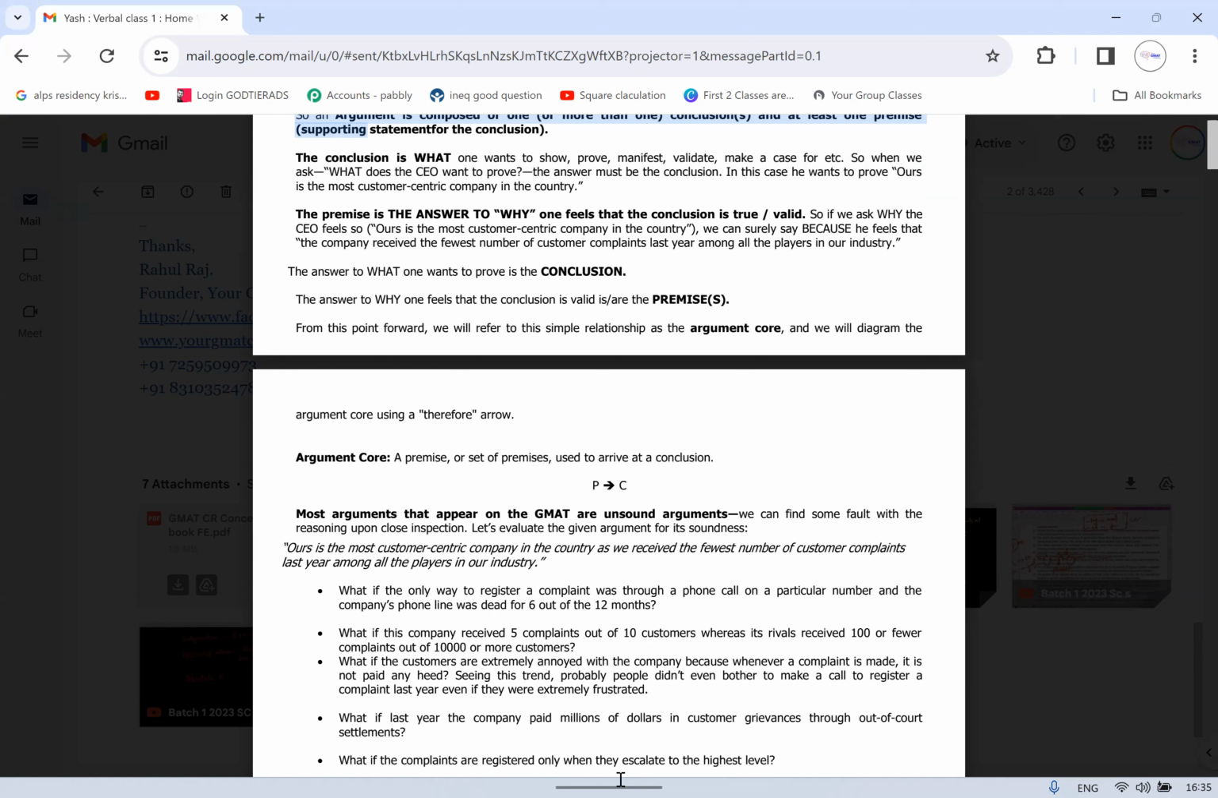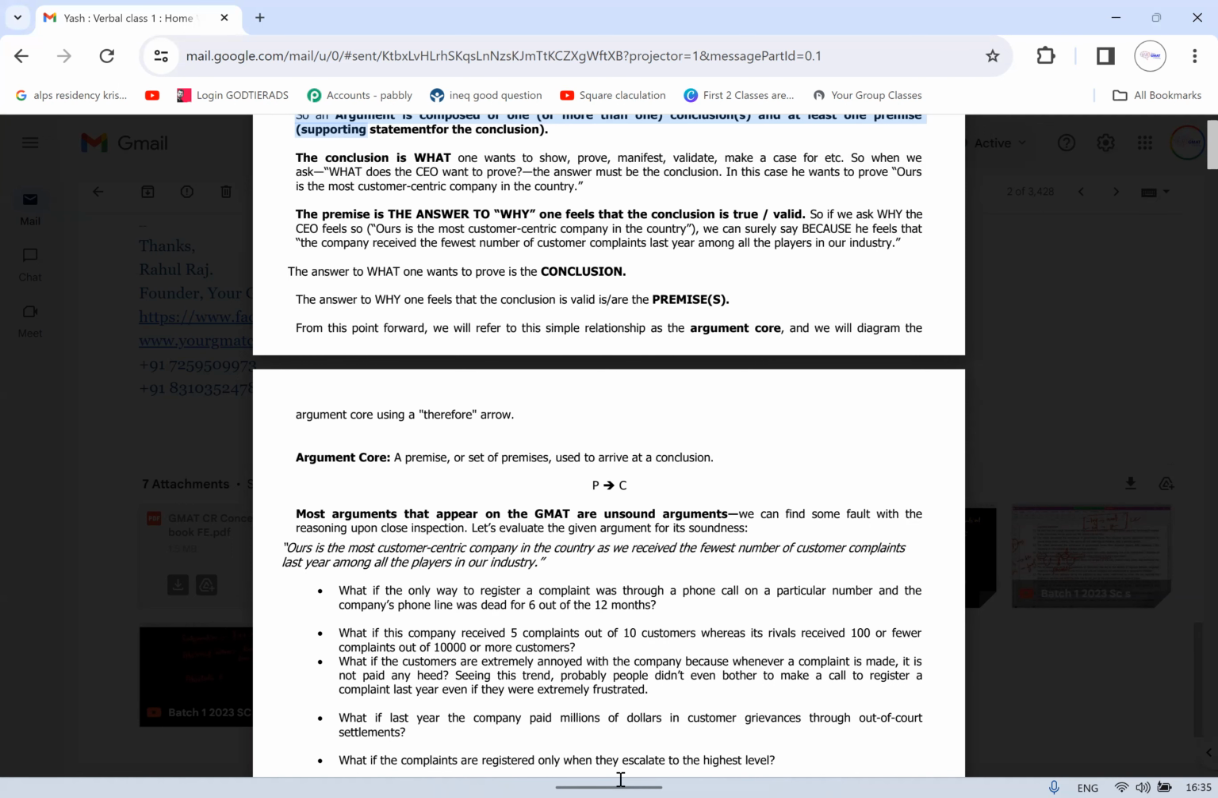CR Bible is 1000 pages. You will never study it in your life. I can write it off. You will not study it in your life, however much people tell you to study CR Bible. In fact, I have studied CR Bible completely, but there are so many rules and regulations given in CR Bible, you will literally go mad.